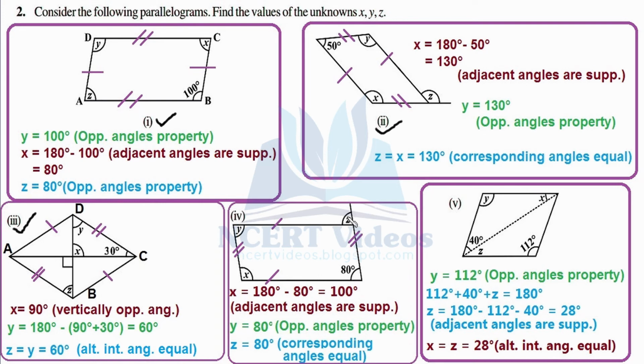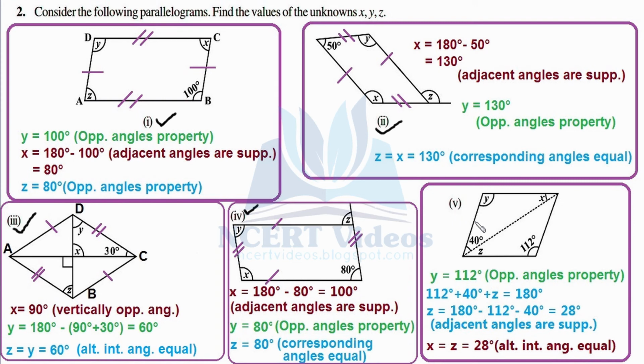Angle z, again, it will be equal to 80 degrees. Why? Because these two lines are parallel to each other and this is a transversal. Therefore, corresponding equal angles are formed. Therefore, angle z will be equal to 80 degrees, and the reason being corresponding equal angles. With this, fourth part has been solved. Moving on to last part, fifth part.